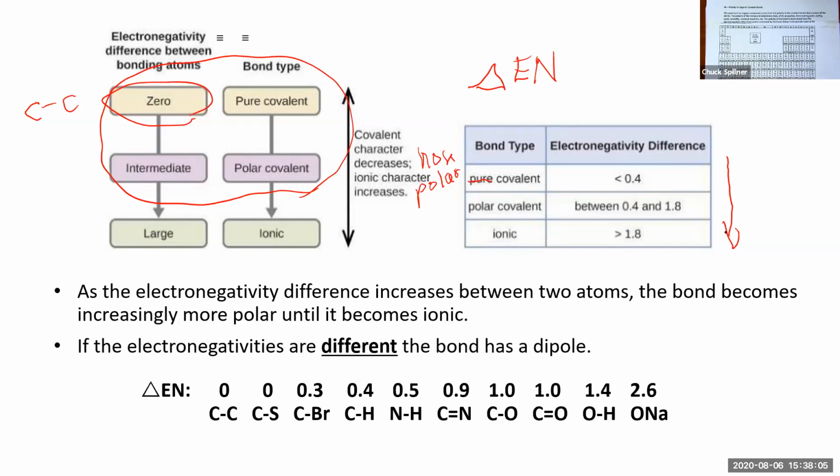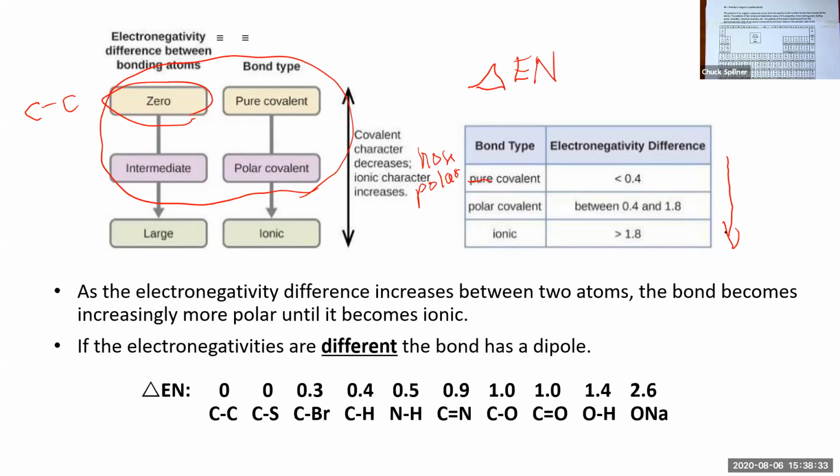If the electronegativities are different, so if it's anything but a pure covalent bond, it has a dipole. So even non-polar covalent bonds have dipoles. They're weak dipoles. So dipoles have terminology that goes from weak dipoles to strong dipoles. The strongest dipoles are the bonds that have the largest delta EN.